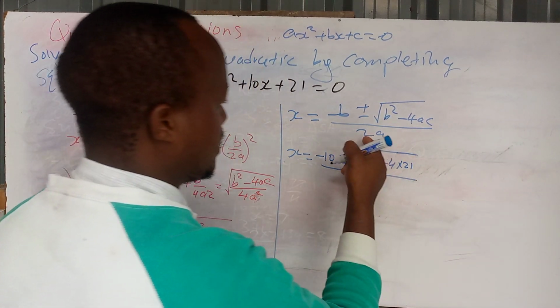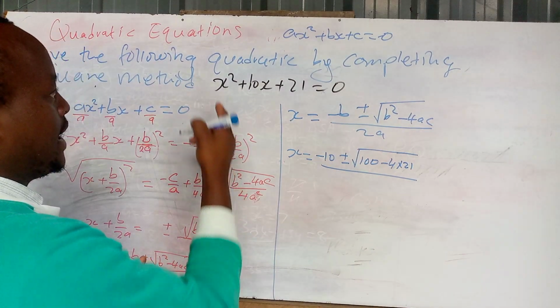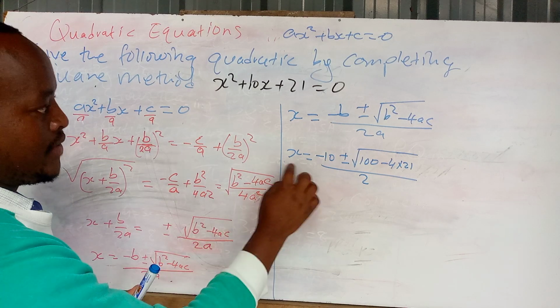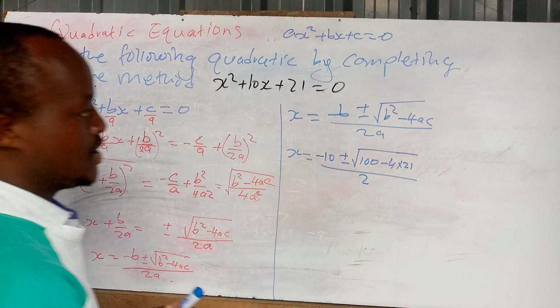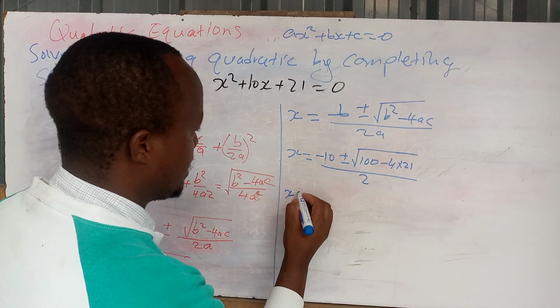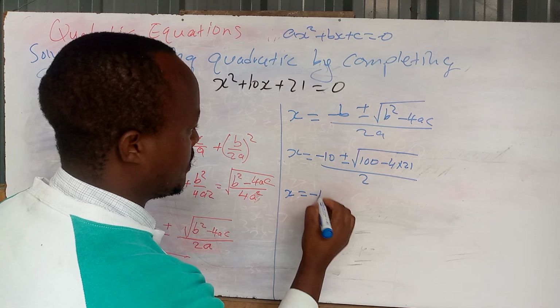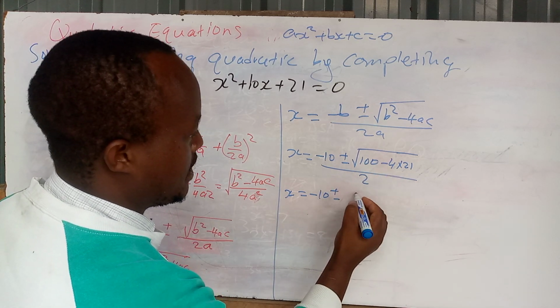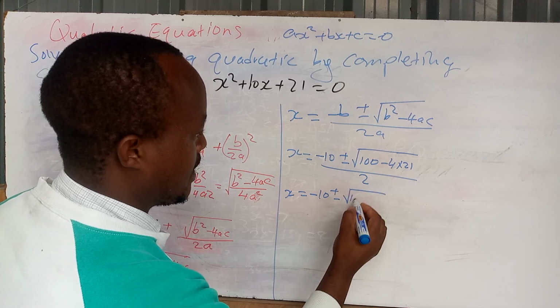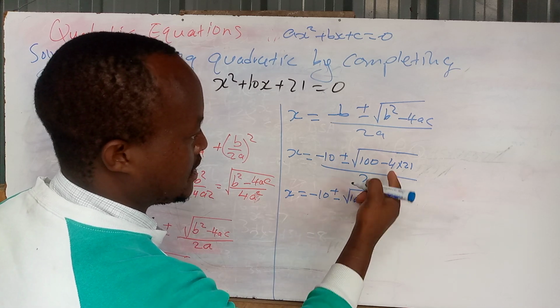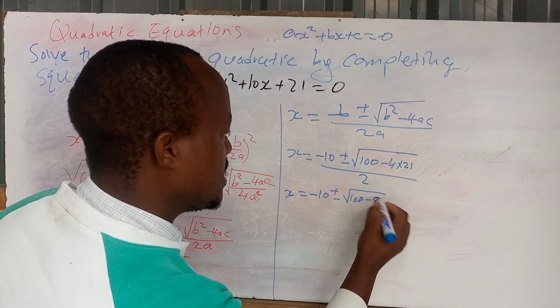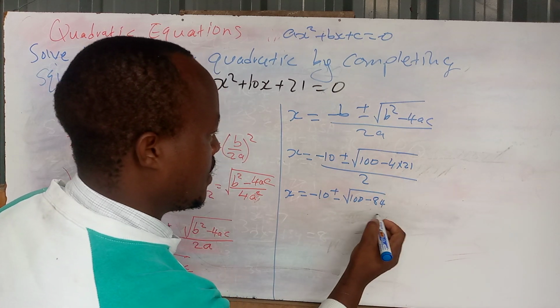All over 2a. 2a, a is 2. That is now the value of x. So the value of x is equal to negative 10 plus or minus, then what are we getting here? We are getting 100 minus, this will be 40, this will be 80, 84.